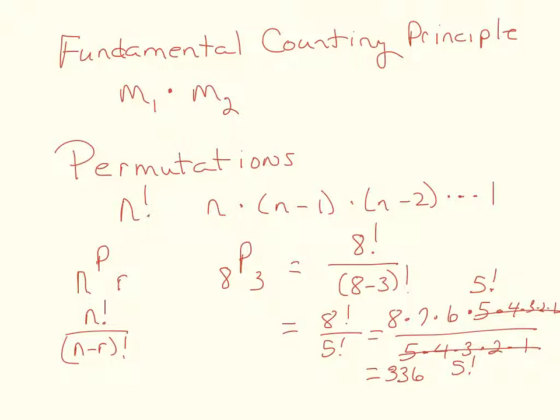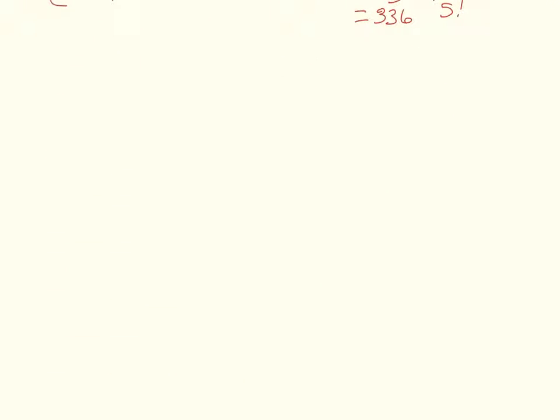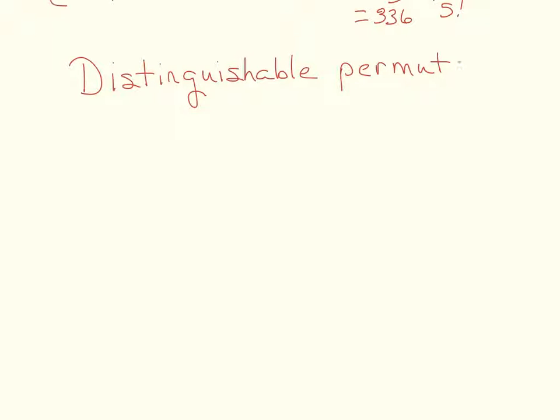I don't think we talked about distinguishable permutations. So we want to look at distinguishable. It means distinct or different. Distinguishable permutations. The best way to do that is to just give you an example. If we have the letters that spell banana, we want to know how many distinguishable or different ways that could happen.